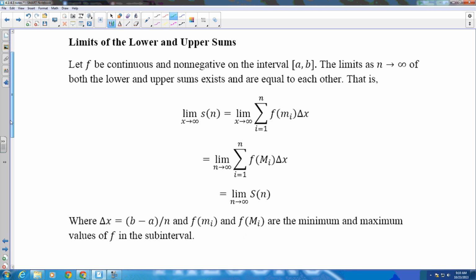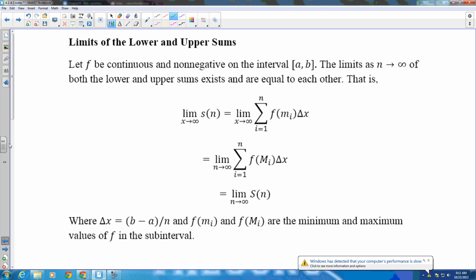Okay, so now we're talking about the limits of our upper and lower sum. Notice how similar our two sums were. Well, we know that if we find the limit of our sum as n approaches infinity, it's the same thing as taking the limit of our lower sum, which is equal to the limit of our upper sum, which is equal to the limit of our sum in general.